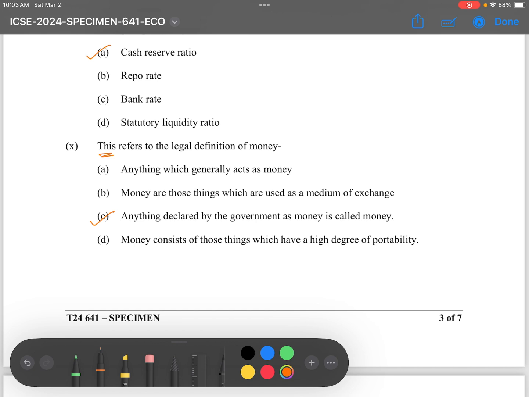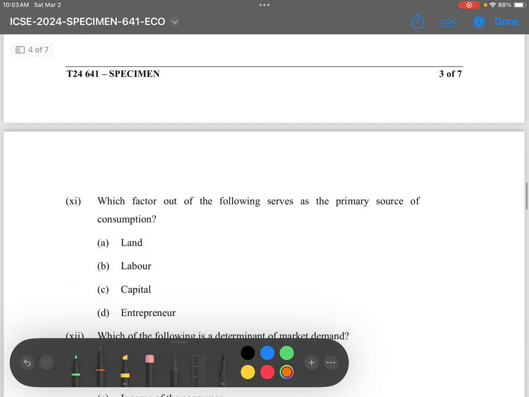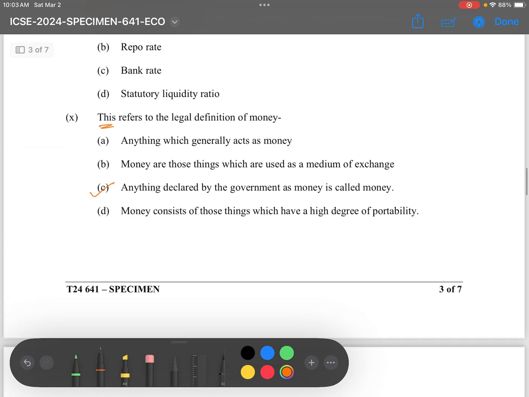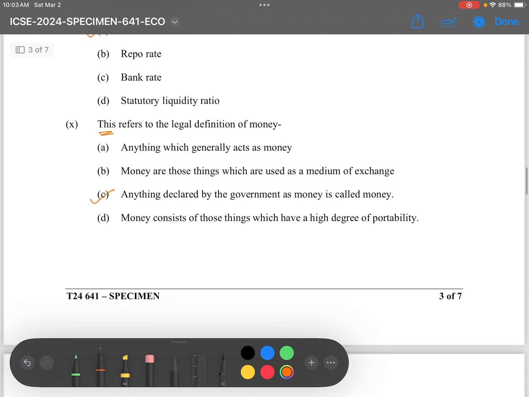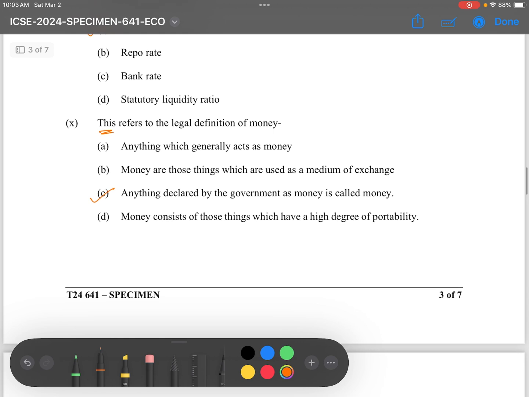Because the fourth one is money consists of those things which have a high degree of portability. Now this is just one type of feature of money, the D part, but it's not exactly the whole thing about money. So please make sure that when you are getting these type of detailed questions in the exam, you are paying attention to each and every sentence, read it carefully, don't be in a hurry.